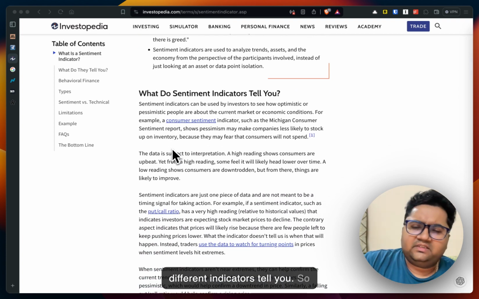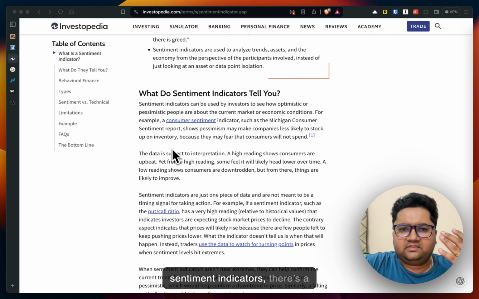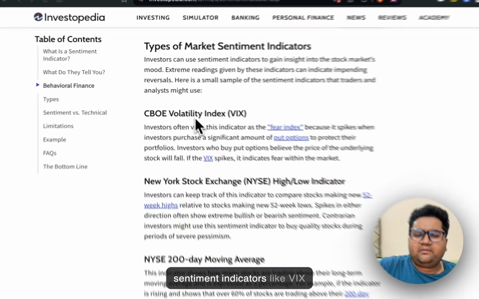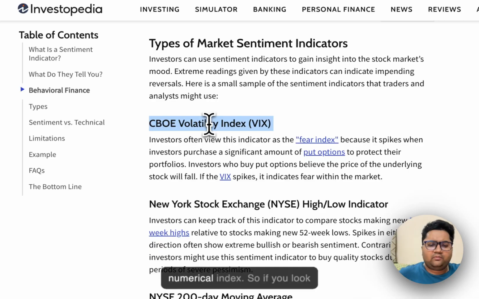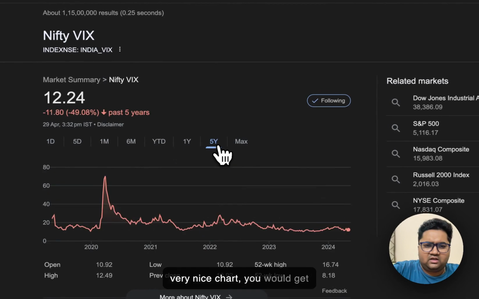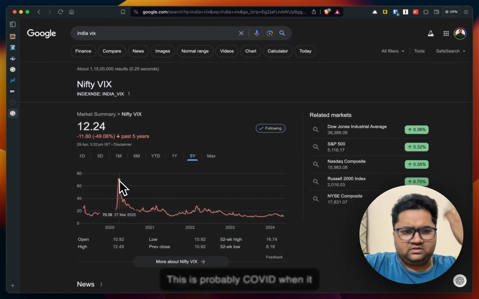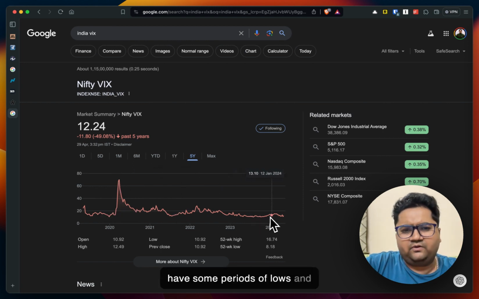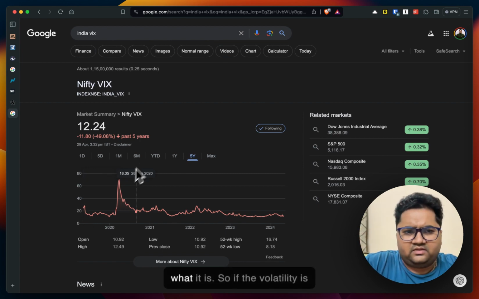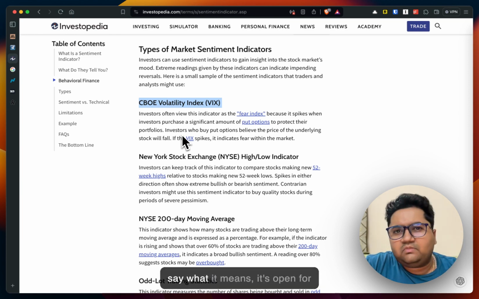So there isn't a very well defined definition when people think of sentiment indicators. There are a lot of different kinds of indicators that we can look at. For example, there are market sentiment indicators like VIX, which is a very well defined numerical index. If you look at India VIX, you will get a very nice volatility chart. This is probably COVID when it was crazy high, and then you have some periods of lows and highs of VIX, and usually it's just somewhere below 20. So if the volatility is low, which means, let's just not say what it means, it's open for interpretation.